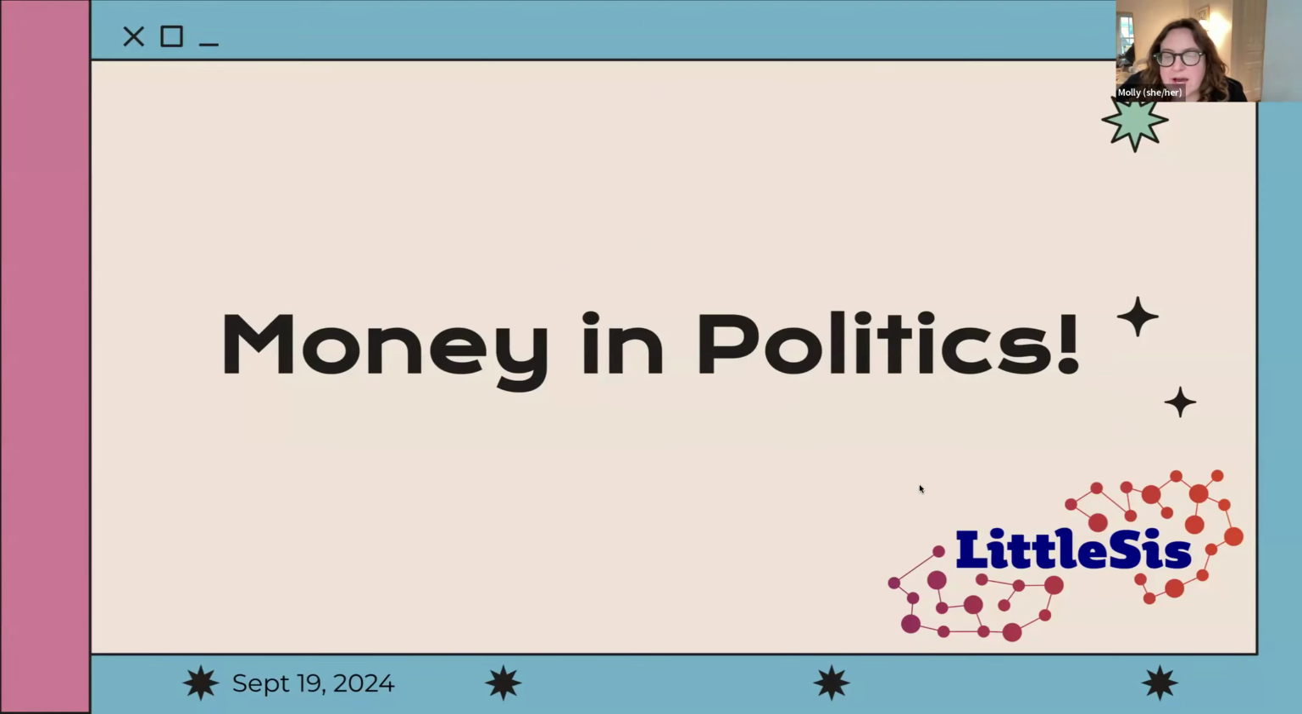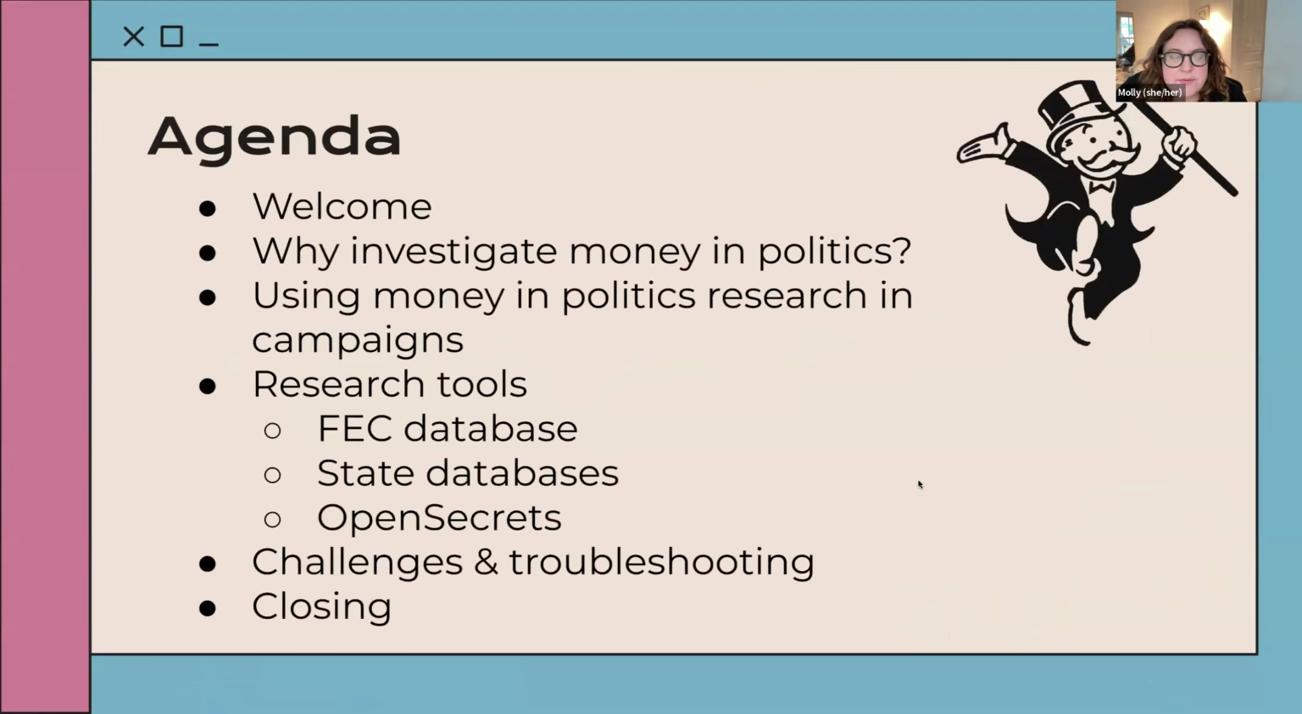I'm just going to do a couple housekeeping things at top. And then mostly we're going to spend tonight with Jen and Rob, two researchers at Little Sis, who are going to walk us through how to actually do this kind of research, how power researchers approach it, ways that this research can be used in campaigning and movement building contexts, all that good stuff.